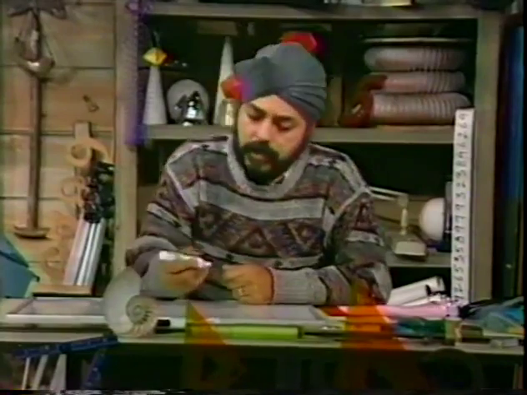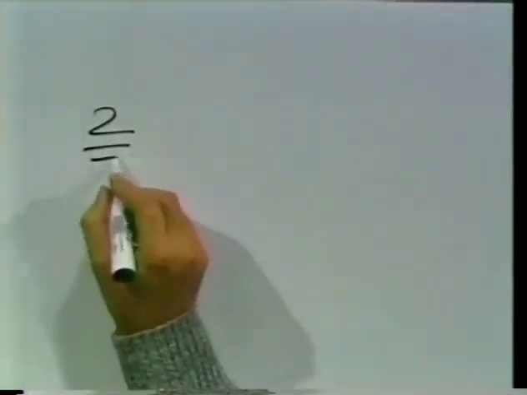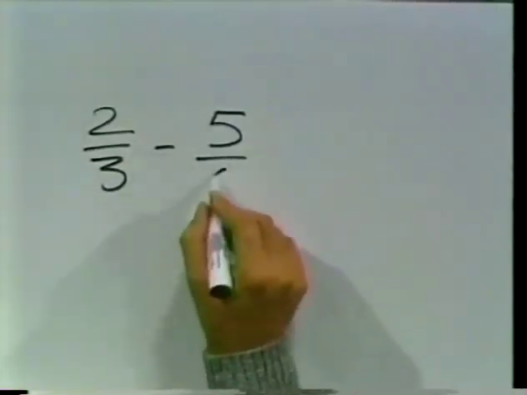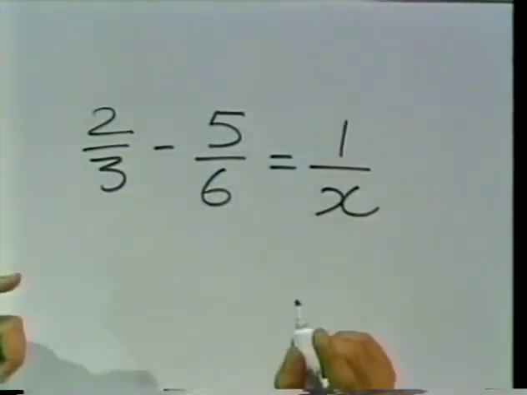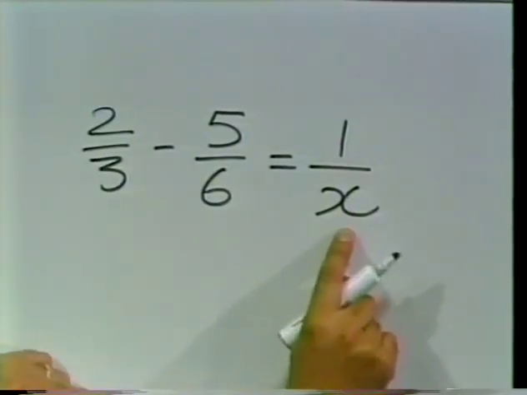As we said earlier, a rational equation is one which involves rational terms or fractions such as this: 2/3 minus 5/6 is equal to 1 over x. It is an equation in which there is a variable in the denominator.